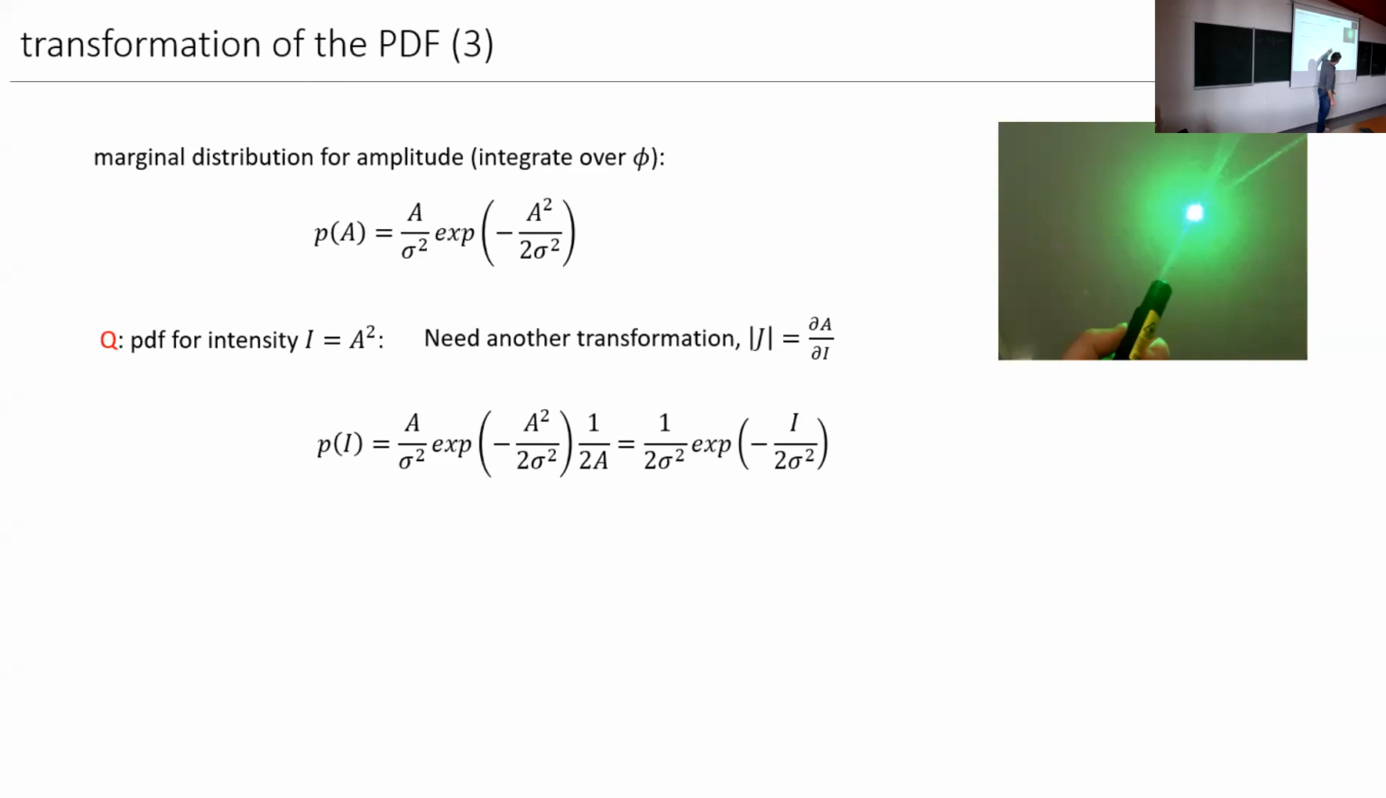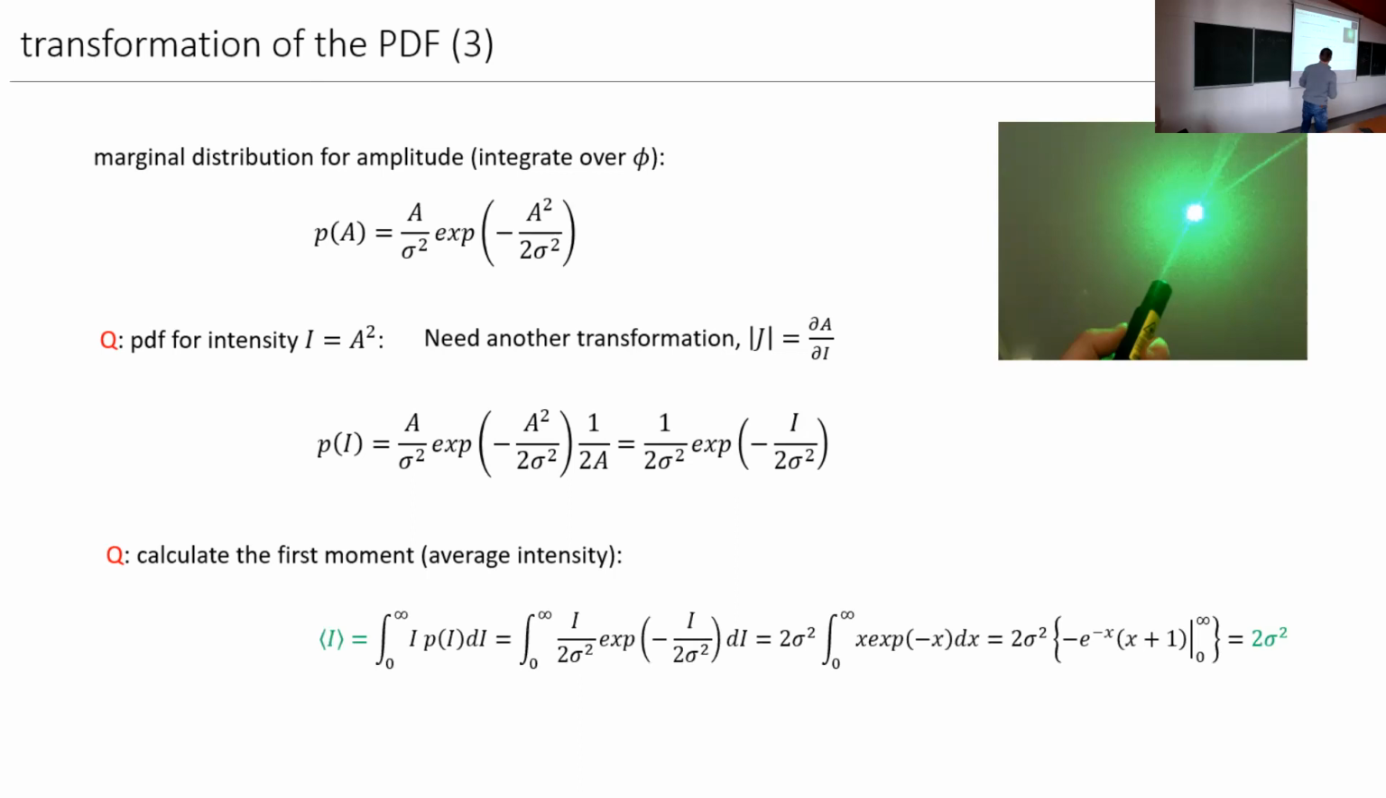That gives an exponential distribution. And again, interestingly, sigma is still the information that was present in the underlying normal distribution. We can simplify this a little bit. We can calculate the first moment, the average intensity, of this distribution. That is done by multiplying the distribution with the intensity and integrating over the domain from 0 to infinity.